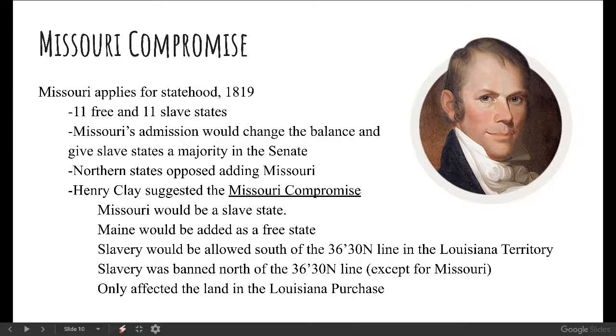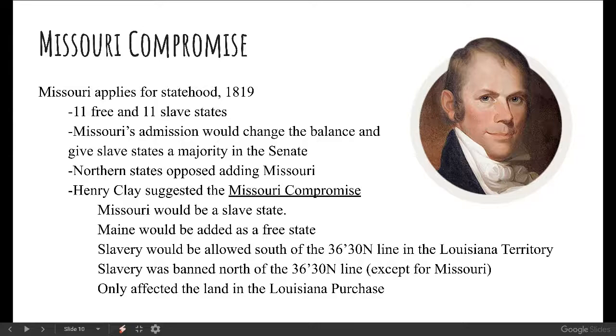And with each state, of course, you have senators, you have state representatives as well. And so that's going to change the makeup of the Senate. So if we're talking about senators here, if Missouri is allowed to come into the Union as a slave state, then now in Congress, you're going to have 2 extra people who are going to be voting for things to do with slavery. And so the North was very opposed to adding Missouri. They didn't want the balance in the Senate to change. And that's going to be at the heart of all of these issues that we're going to be talking about here. So Henry Clay, our great champion for compromise, as we've seen before, suggests the Missouri Compromise.